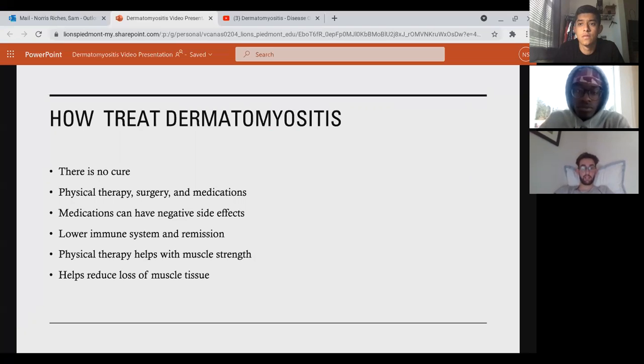Several different types of medications can be used for this. Some examples are anti-inflammatory medications, which are steroids or corticosteroids, which may be given by mouth as a pill or through an IV. Another type would include immunosuppressive drugs. These unfortunately come with some negative side effects, such as lowering the immune system and making the body more vulnerable. There isn't too much in the way of a cure, but physical therapy seems to be the best way to help with the symptoms. And it also stops a loss of muscle tissue.